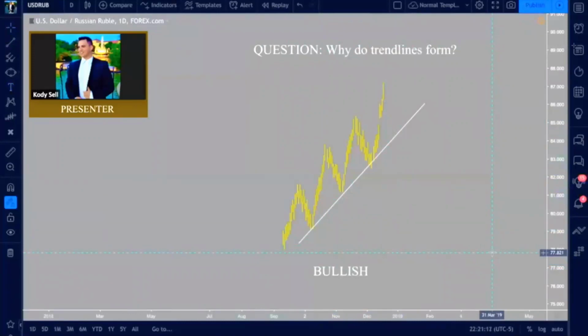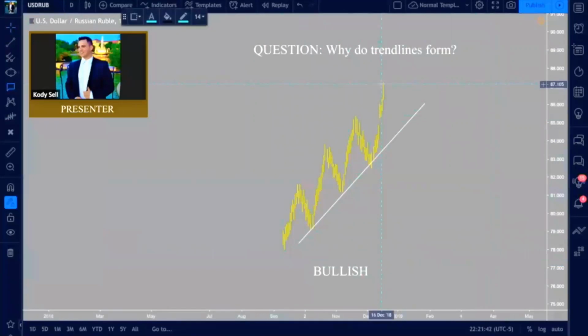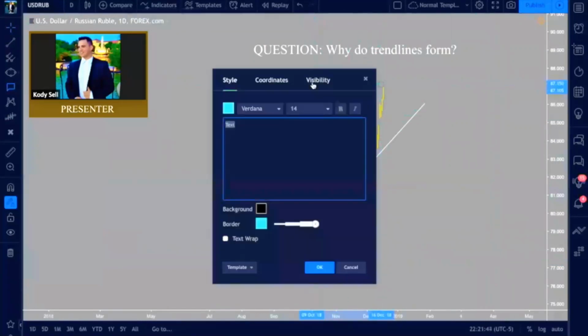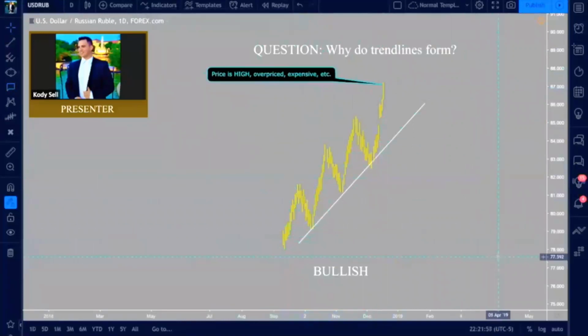Now, if you open up the market and you're looking to get in on this market and capitalize on the bullish move, here's my question to you. Do you buy right here when price is high? Price is high, overpriced, expensive, etc. So up here, this is not the place to buy. You don't want to buy when price is overinflated, overextended, and expensive.